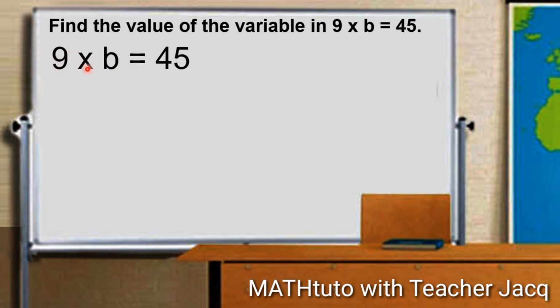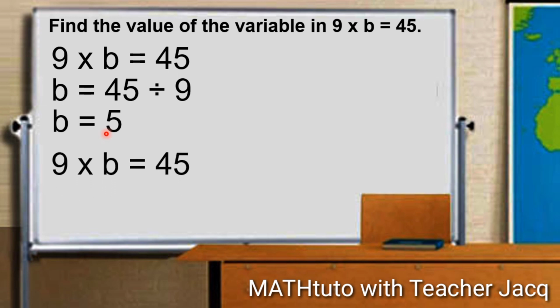Dahil ito ay multiplication, so yung inverse operation ni multiplication ay division, kaya meron ngayon tayong b equals 45 from multiplication naging division. Kaya b equals 45 divided by 9. So, 45 divided by 9 is 5. So, the value of b is 5.